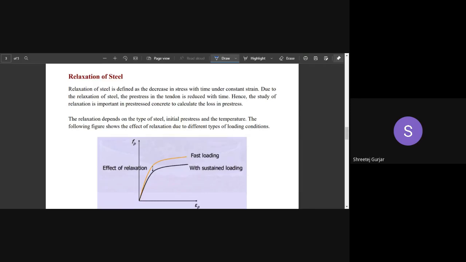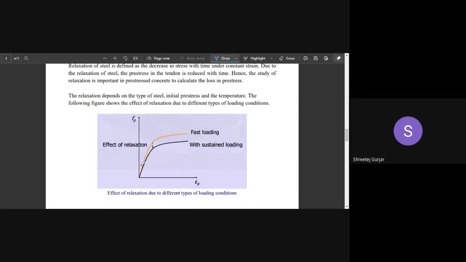Next, the following figure shows the effect of relaxation due to different types of loading conditions. Similar to what we studied in concrete, here we have a stress versus strain curve. This is the curve for fast loading. Whenever we have sustained loading, that is constant loading, there is the effect of relaxation. You can see this is the effect of relaxation.